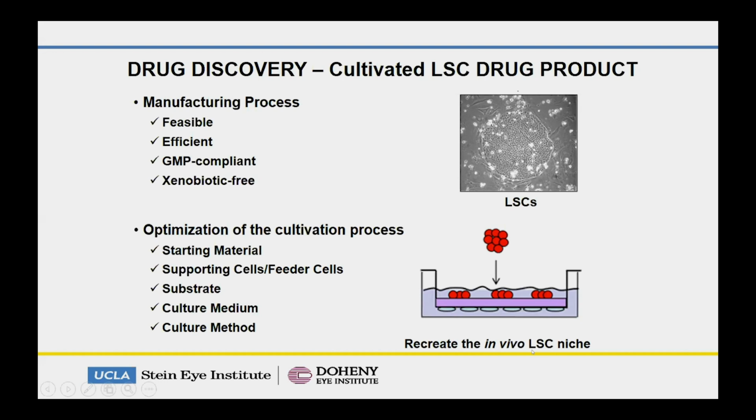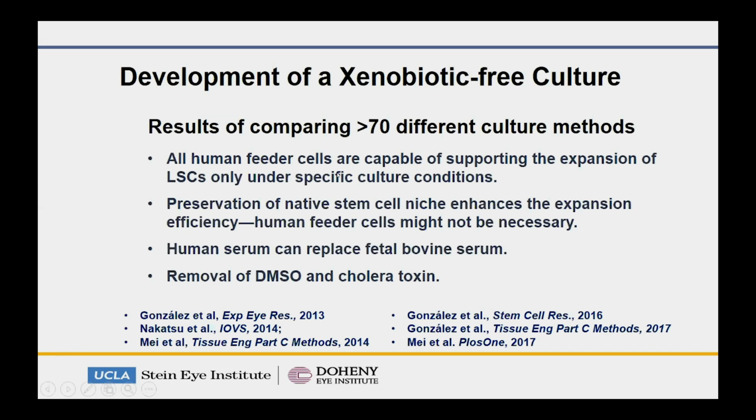So after comparing more than 70 different culture methods, we finally developed a xenobiotic-free and feeder-free culture system. By preserving the native stem cell niche during culture, replacing the fetal bovine serum with human serum, and also removing the DMSO and cholera toxin during this process.